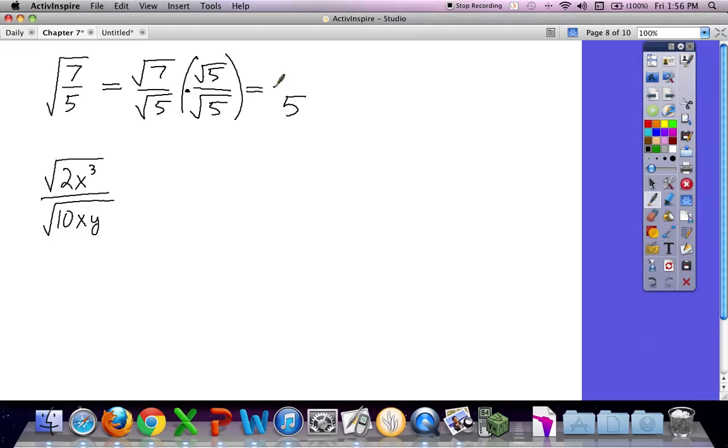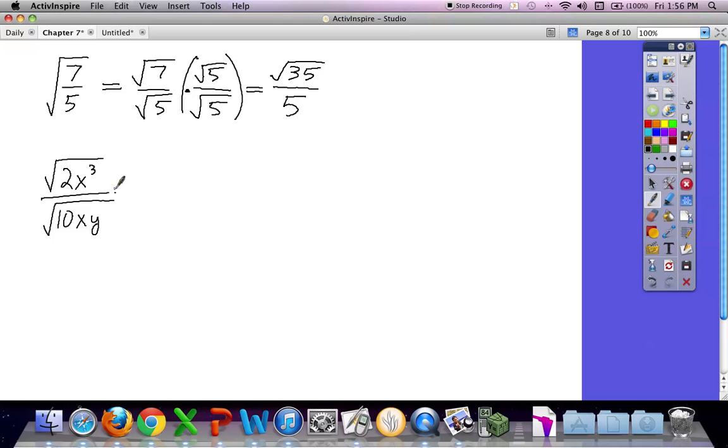Okay, in the numerator, we can use our product property. The square root of 7 times the square root of 5 is the square root of 35. Okay, and we can't divide 5 into 35 because the 5 is not in the radical, the 35 is.